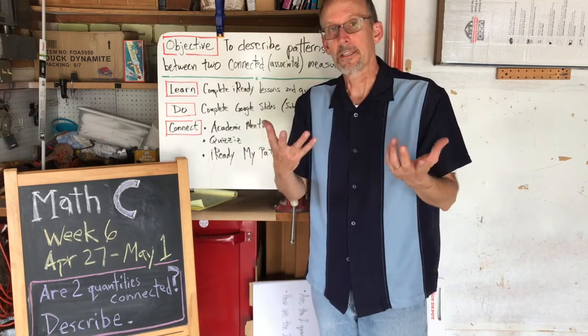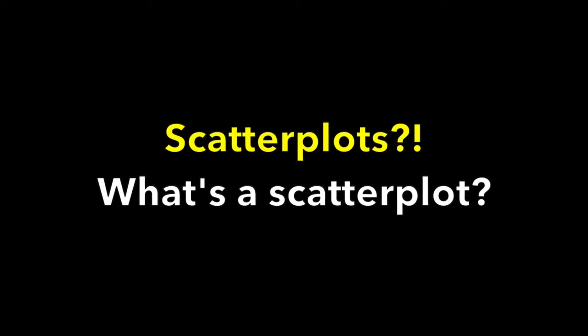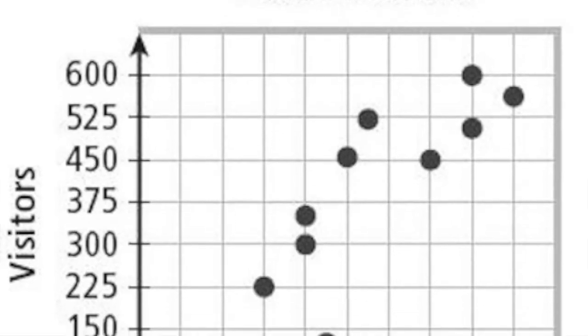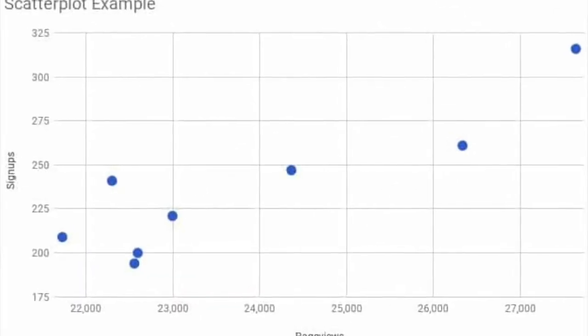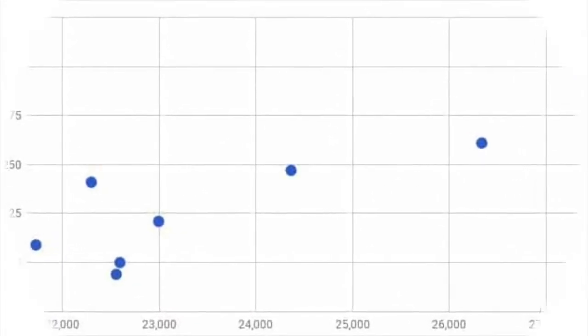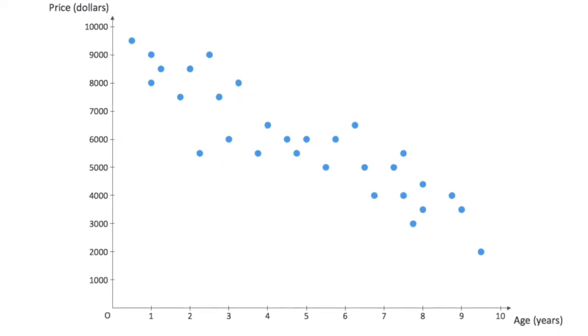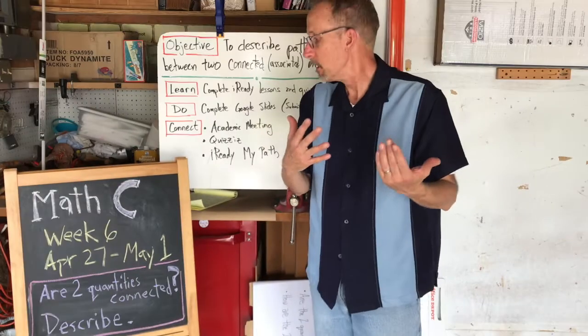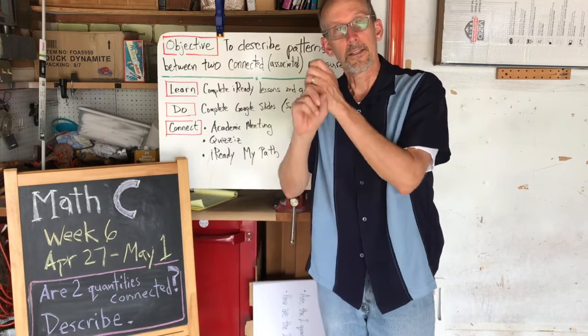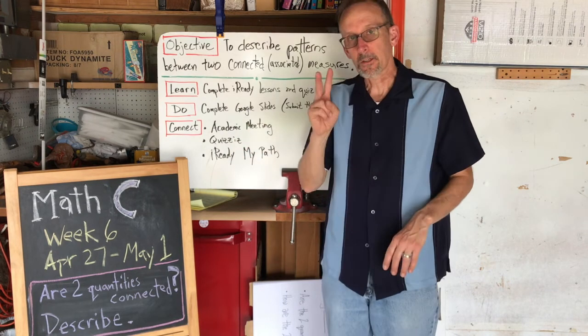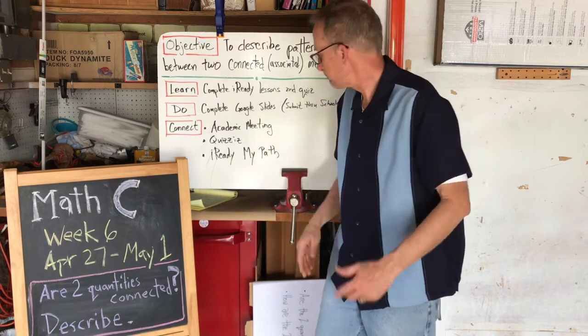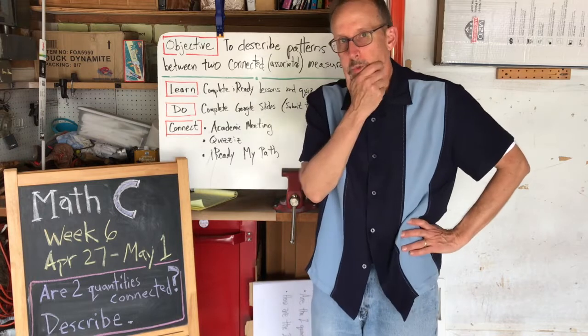This week, you're going to be looking at scatterplots, and trying to ask two questions. One, is there a connection between two quantities? And the second one, if there is, how can we describe the quantities? So what will you do this week?